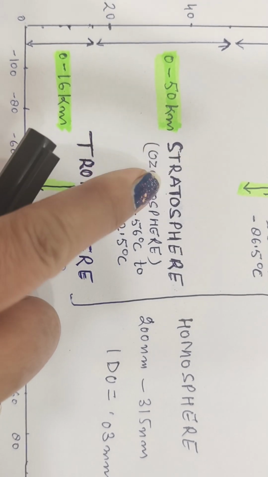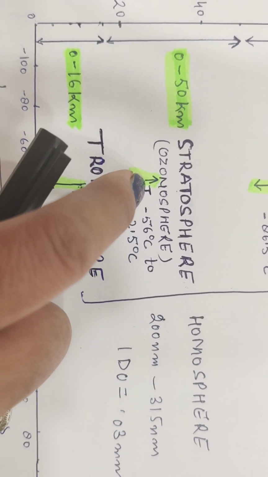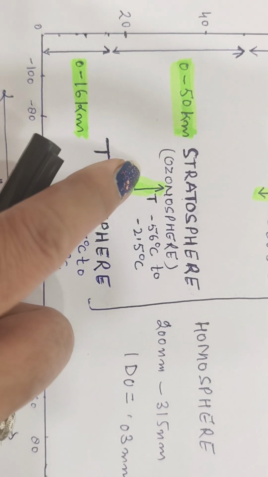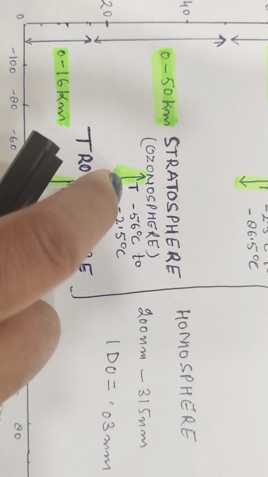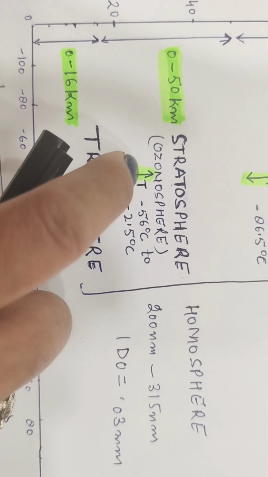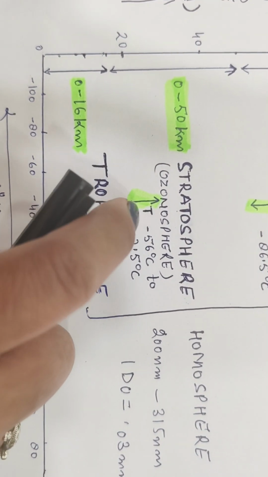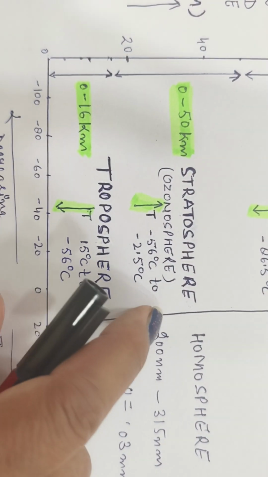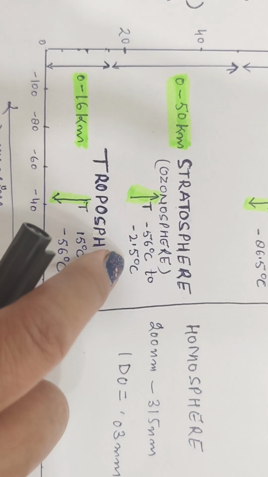After that, because ozone sits in between 15 to 30 kilometers, and the photochemical reactions take place in the ozone layer to form ozone, these photochemical reactions produce heat, so the temperature starts to increase, up to minus 2.5 degrees centigrade in the stratosphere.